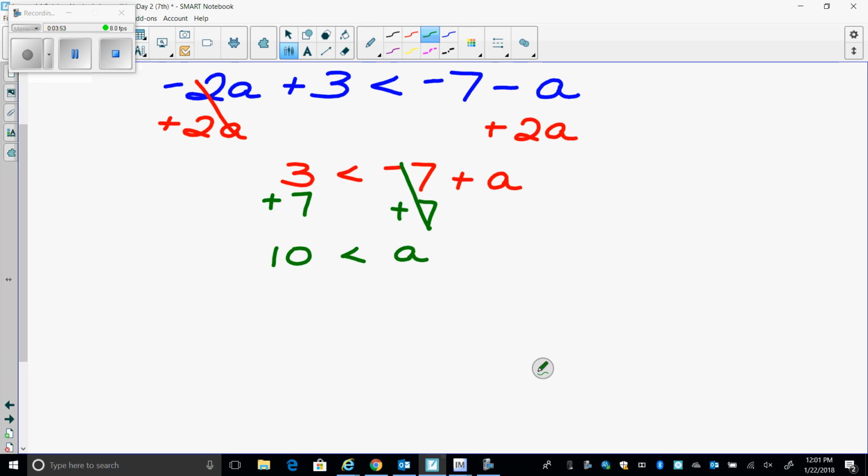Realize here, I didn't flip the sign because I wasn't doing multiplication or division at the end. Again, you only flip the sign when you multiply or divide by a negative. Remember, we've also said in class, a lot of times we prefer to have the variable first. So if I do that, I can flip the a and the 10, which also means I'm going to flip the inequality symbol.